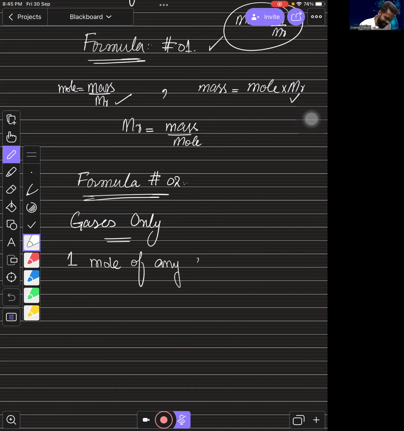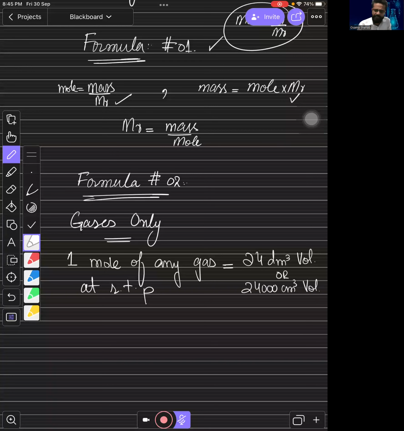1 mole of any gas at room temperature and pressure always has a volume of 24 decimeter cube or 24,000 centimeter cube, right? This is given to you in the periodic table as well. You need to remember this. This is only for gases.